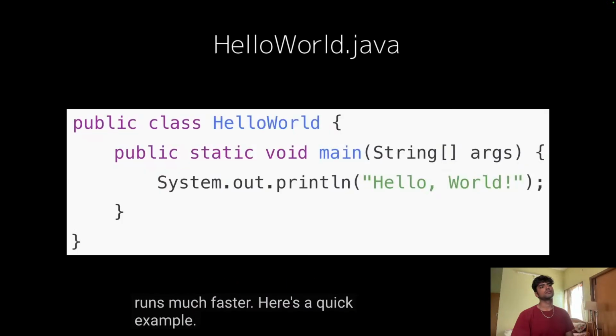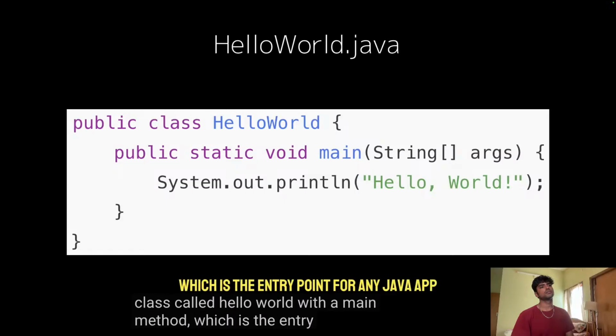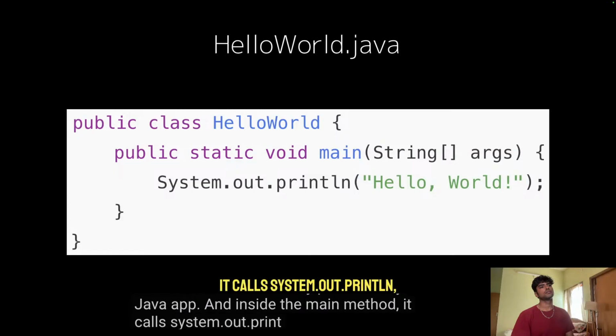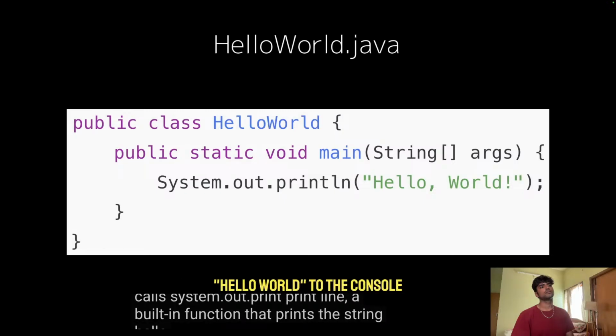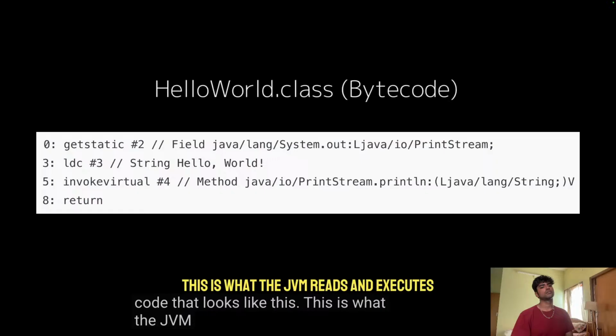Here's a quick example. Let's say we write this simple Java program. This program defines a class called HelloWorld with a main method, which is the entry point for any Java app. And inside the main method, it calls System.out.println, a built-in function that prints the string "Hello World" to the console. When compiled, the .class file contains bytecode that looks like this. This is what the JVM reads and executes.